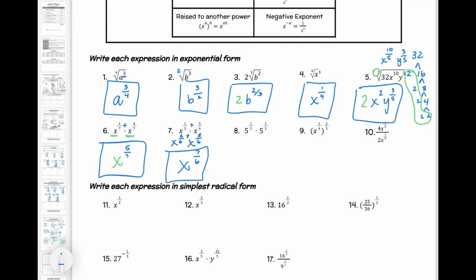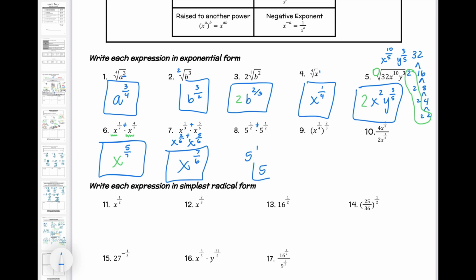And that would be our final answer. All right, so the next one, we're going to do the exact same thing. We're going to add our exponents. Our base is 5, so it stays 5. I know you're going to want to multiply 5 times 5, but we don't do that. We're going to just leave it as 5, and we're going to write it to the 1/2 plus 1/2. So 1/2 plus 1/2 is going to be 1. So our answer would just be 5.